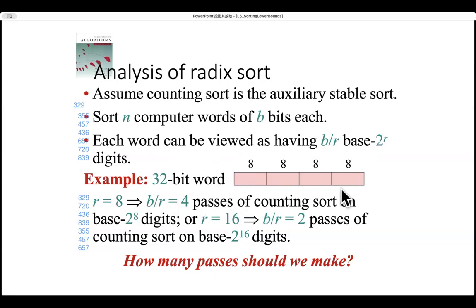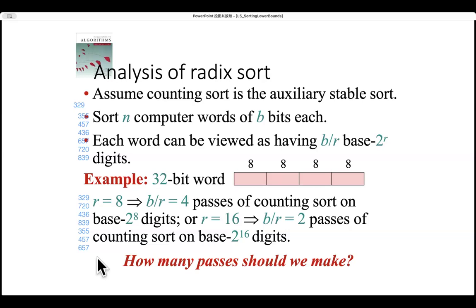So because you have 4 digits, you need 4 passes of counting sort, from the right hand side to the left hand side. That's one way to do it. Another way is to set R to be 16. In that case, B divided by R will be 2, so you need only 2 passes of counting sort on base 2 to the 16 digits.